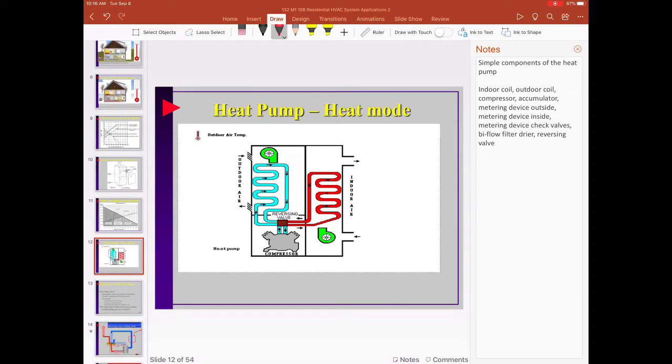The metering device, there's going to be what they call an outside metering device and an inside metering device. You'll have two separate metering devices most often. There will have to be the check valves in the metering devices, depending on the operation, but there's got to be some type of a valve or a check valve. And then, of course, a bi-flow filter dryer and a reversing valve is what typically has to happen on all of these heat pumps.